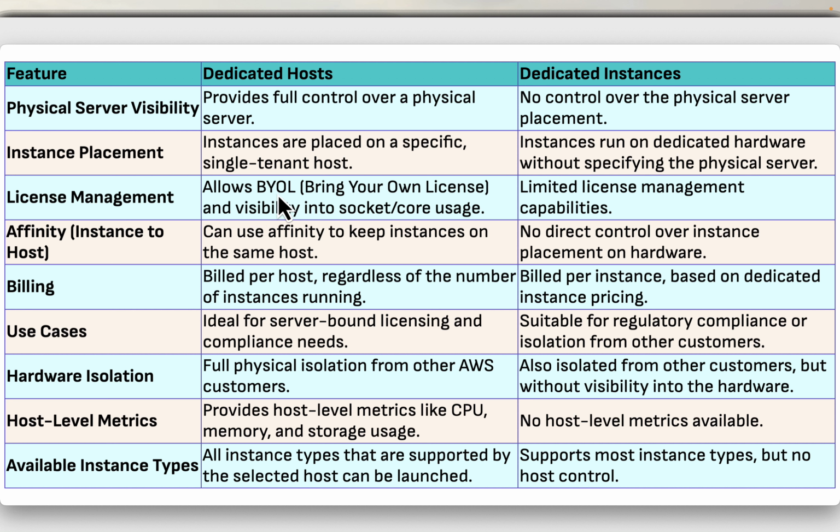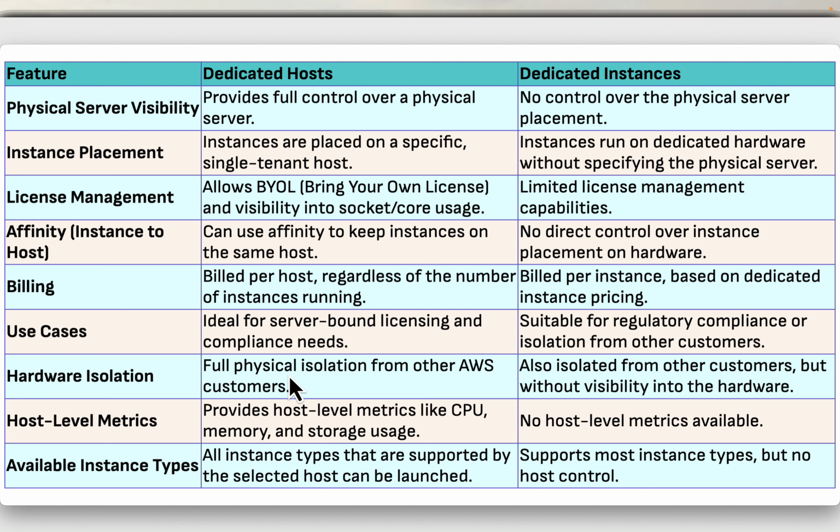So dedicated host allows you to bring your own license and gives visibility into socket and core usage because you are getting the hardware also. Here you get limited license management capabilities. You can use affinity to keep instances on the same physical host. No direct control over instance placement on hardware. You are billed per host regardless of the number of instances running. You are billed per instance based on dedicated instance pricing. This is ideal for server-bound licensing and compliance needs. This is suitable for regulatory compliance or isolation from other customers. Here you get full physical isolation from other AWS customers.